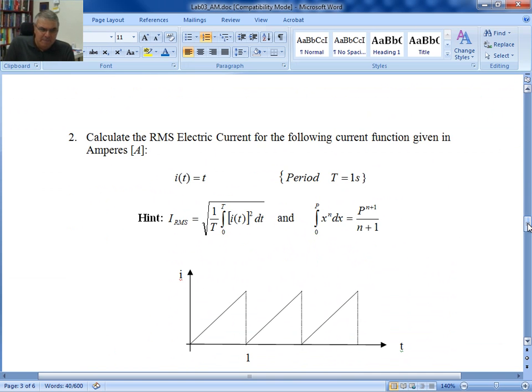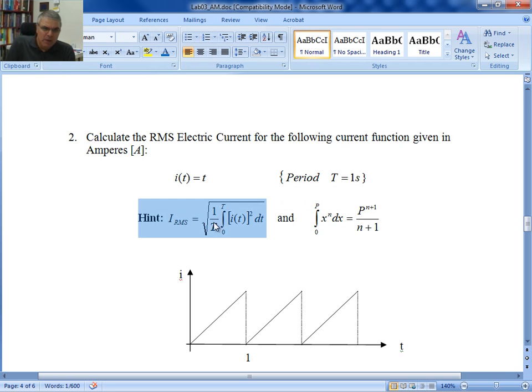So for the second problem, you are to calculate the current. The function for the current is given, and you would calculate the root mean square electric current for the following function. Again, i sub t is t in this case. The bottom line for this particular problem is that all you need to do is use the formula that's given here. I is I sub rms right here.